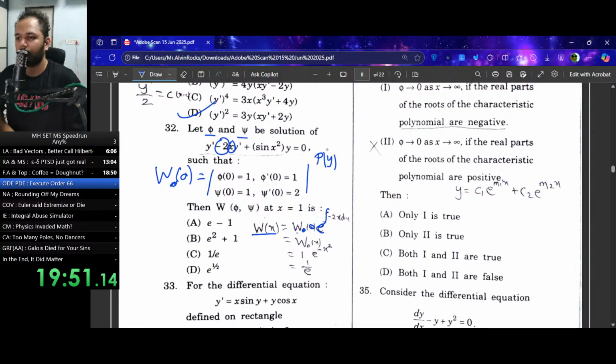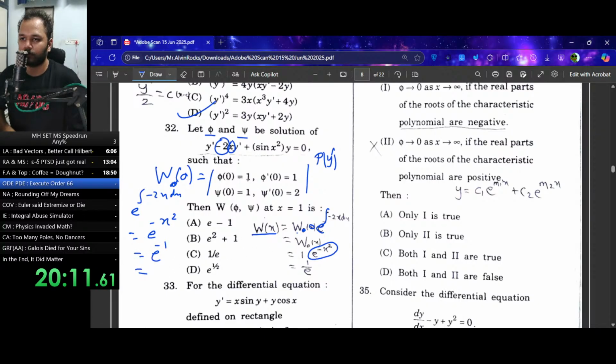The dependent variable is y, and the integration of 2x dx is just x square, so it will be e to the power x square, but it is at 1, so at 1 it will be e to the power minus 1. The Wronskian of this is just a determinant, so that is into this, so 2 minus 2 minus 1, that's going to be 1. So 1 into 1 by e, the answer.